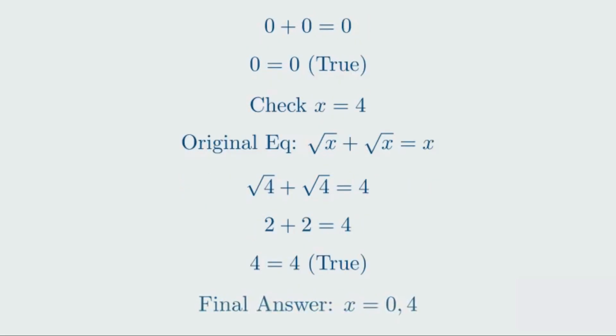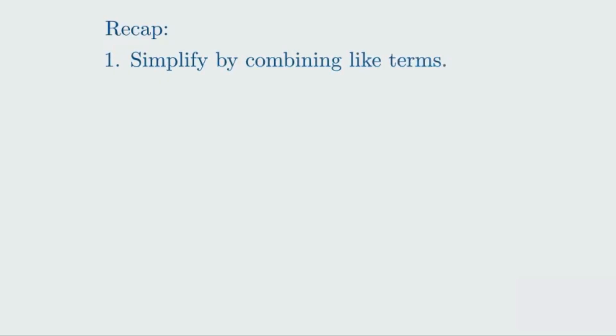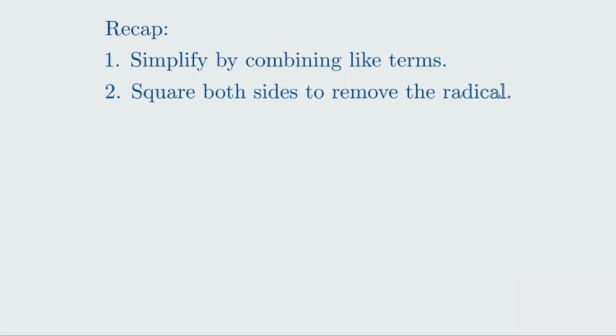So let's quickly recap the steps we took to solve this radical equation. First, we started with our equation and simplified the left side by combining like terms. Second, we squared both sides to eliminate the radical and create a quadratic equation. Third, we set the quadratic equation to 0 and factored it to find the potential solutions. Finally, and most importantly, we checked our potential solutions in the original equation to ensure they were valid.